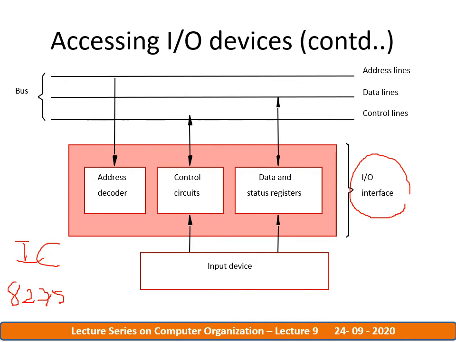So already we know the three bus lines. Which are the bus lines? Address line, data line and control line. The I/O interface uses a circuit which consists of three parts. One is the address decoder, which is required to decode the address of the device. Then the control circuit, which controls the devices, and the data and status registers, which transfer the actual data used to transfer from one device to another device.